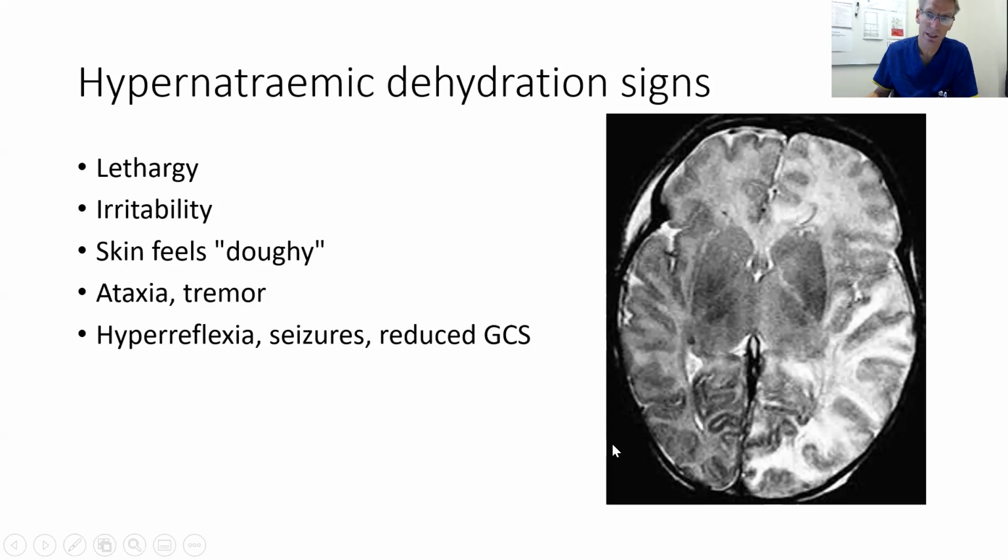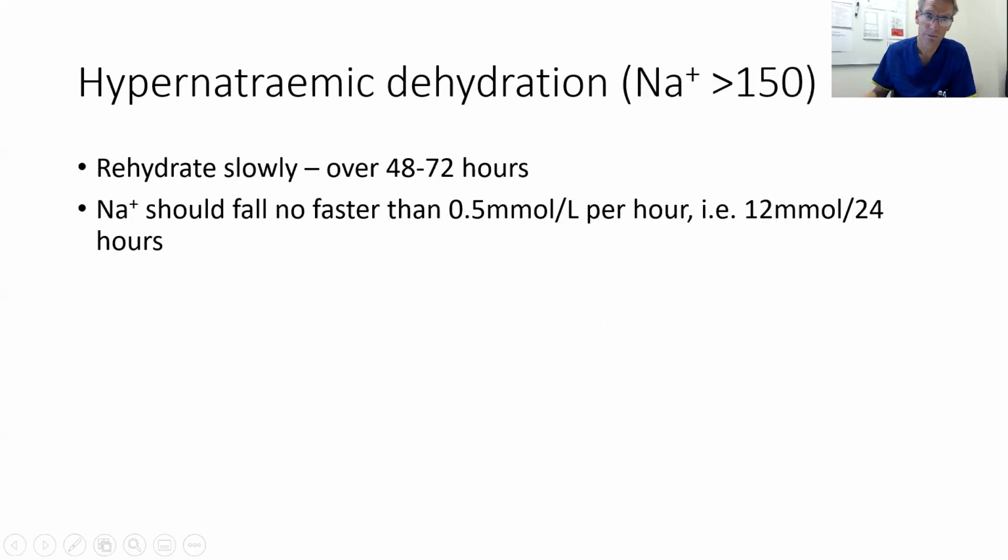It's sometimes quite common that they get labeled as if they've got meningitis, when in fact they've just got hypernatremic dehydration. So in children who've got hypernatremic dehydration, if their sodium is above 150, you should rehydrate them very slowly. And you're aiming for the sodium to fall slowly. So no more than 0.5 millimoles per litre per hour. So their sodium should fall no more than 12 millimoles over 24 hours, for example. If the sodium's 170, then in 24 hours time, it shouldn't be normal. It should be down to 158, but no lower than that.